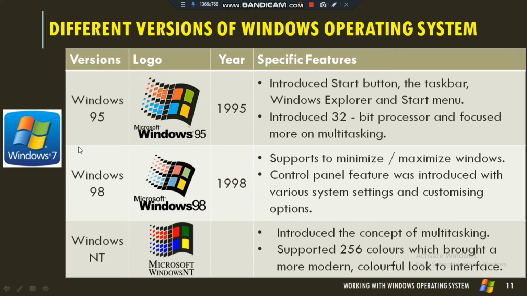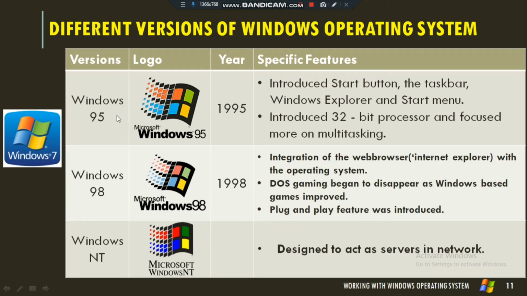Then Windows 95. Windows 95 was introduced in the year 1995. It introduced the start button, the task bar, Windows Explorer and the start menu. So in this version the start button and the task bar are introduced. In the previous example we discussed the task bar available at the bottom of the desktop. Windows Explorer and the start menu are all available in Windows 95.